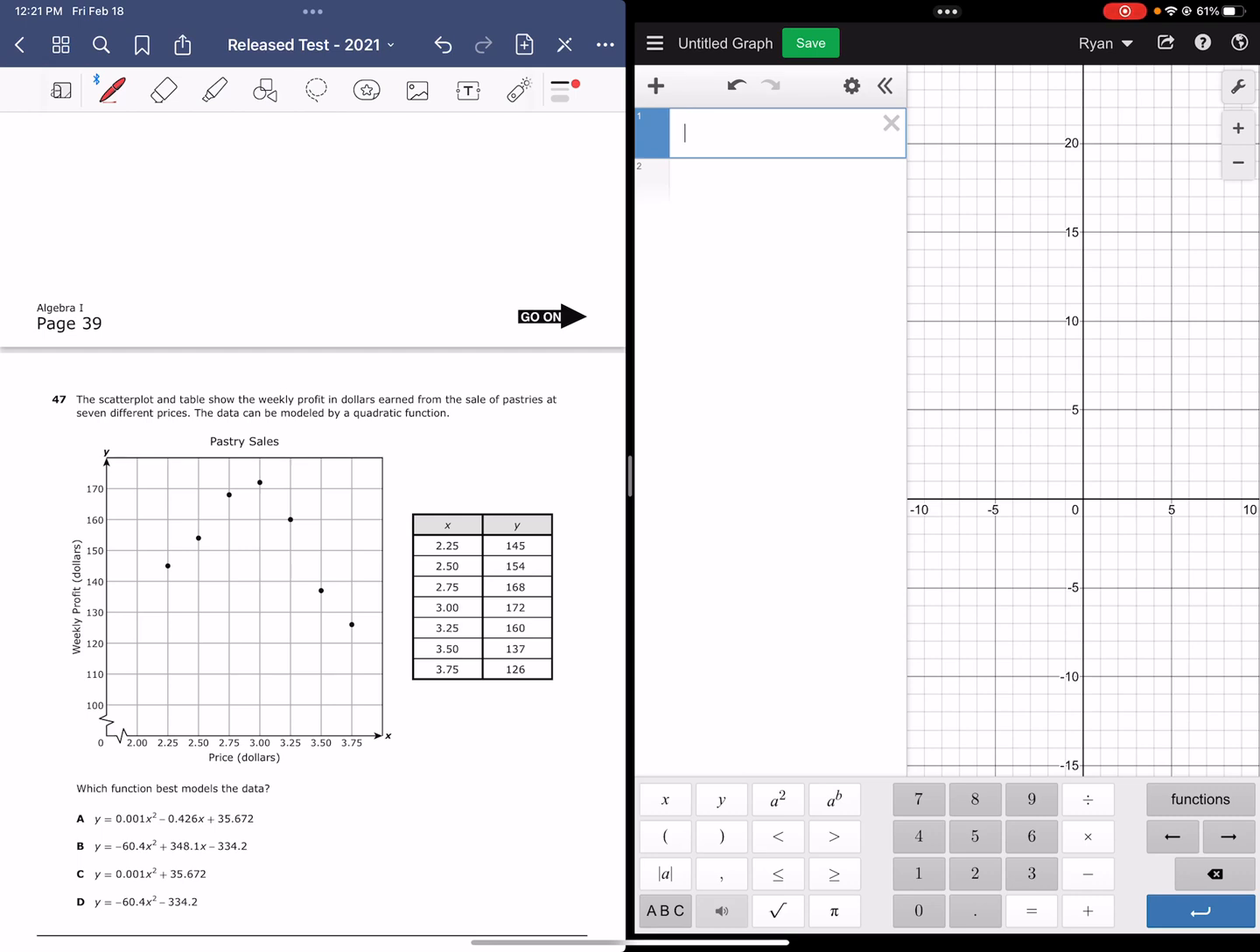The scatter plot and table show the weekly profit in dollars earned from the sale of pastries at 7 different prices. The data can be modeled by a quadratic function. Which function best models the data?